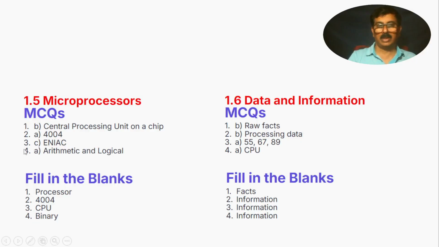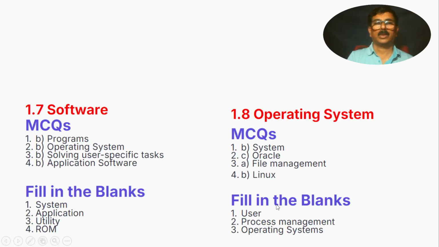Questions we have given, answers are here: 1B, 2A, 3C, 4A. Then fill in the blanks: processor, 4004, CPU, binary. Then data and information 1.6 MCQs and fill in the blanks. Then 1.7 on software, answers to that. Then 1.8, answers to operating system.